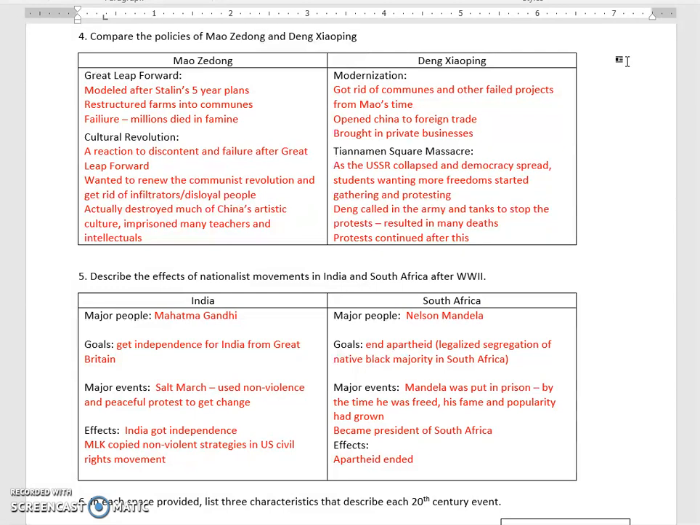So as the Soviet Union is collapsing and democracy is spreading throughout Eastern Europe, students in China also want more freedom. So they start protesting in Tiananmen Square. Well, the army is called in with the tanks to stop the protests, and this essentially results in a massacre. Hundreds, thousands, some say hundreds of thousands, depending on whose example you look at. Many, many people died in this massacre.